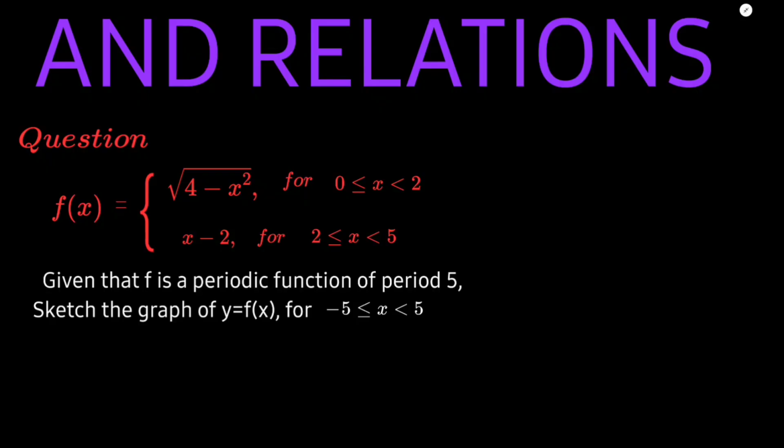Okay, so we have been given a periodic function, and it has a period of 5, and we have been asked to sketch the graph of y equal to f of x for x greater than or equal to minus 5 and x less than 5. Okay, so that is what we have.